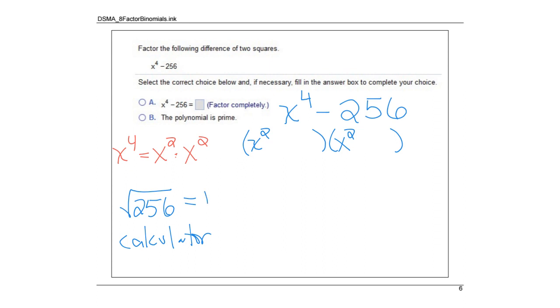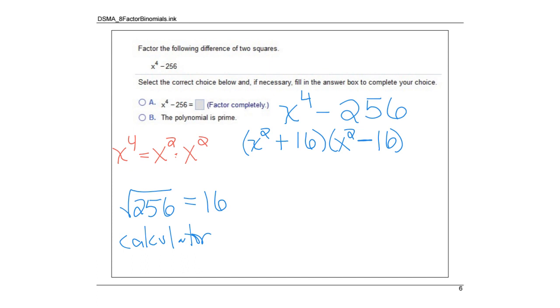16. Okay, so I can put a 16 here, a 16 here. I have a plus and a minus. Okay, and if I checked my work, I would get back to that original because x squared times x squared gives me x to the fourth. The middle terms would give me 0 because I would have negative 16x squared plus 16x squared. And then finally at the end, I would have the negative 256.